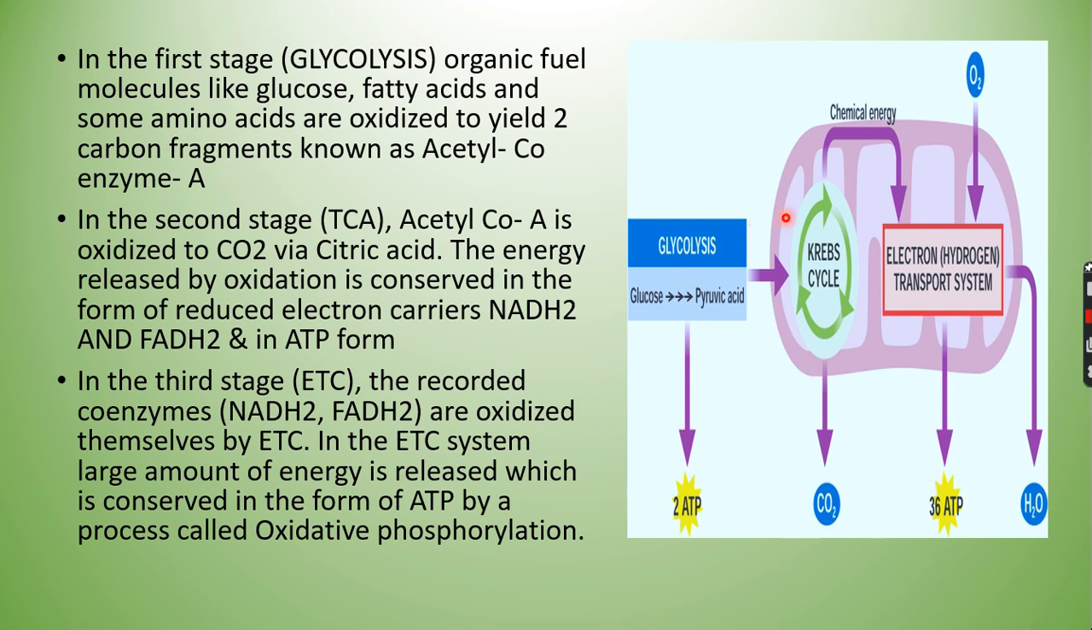Okay, so that's all. There are three stages in which aerobic respiration occurs. One is glycolysis, where the glucose is converted into pyruvic acid, and this pyruvic acid is converted into acetyl CoA, which enters the second stage, the citric acid cycle. The reduced electron carriers like NADH2 and FADH2 then enter the electron transport chain, where the maximum ATP is generated, along with the carbon dioxide and the water.